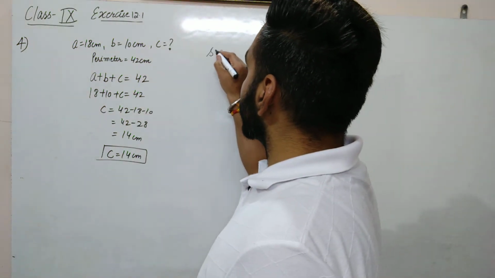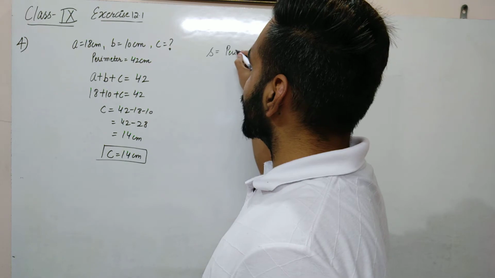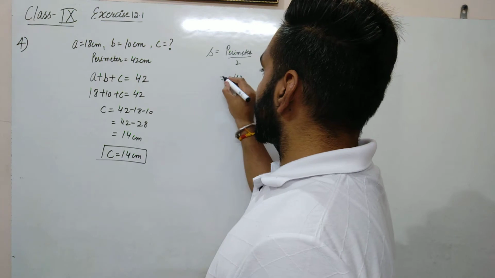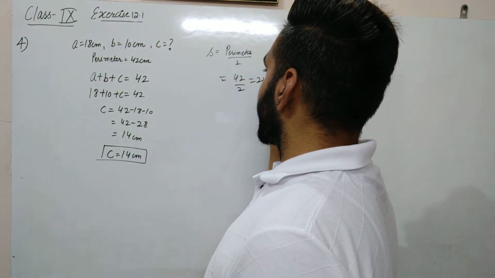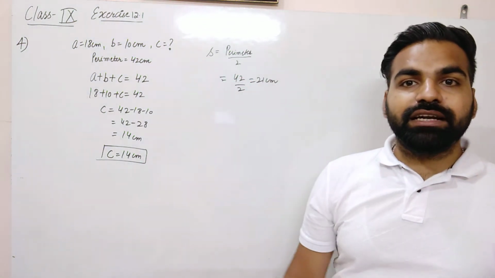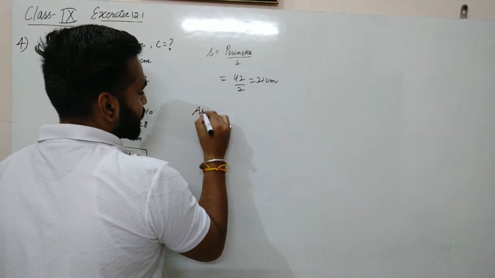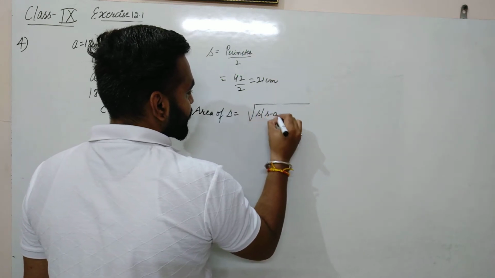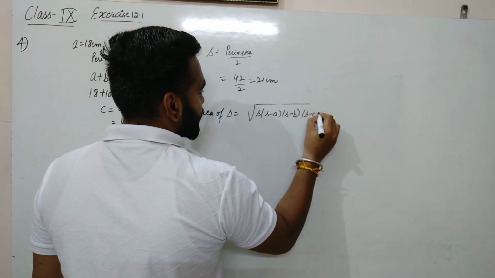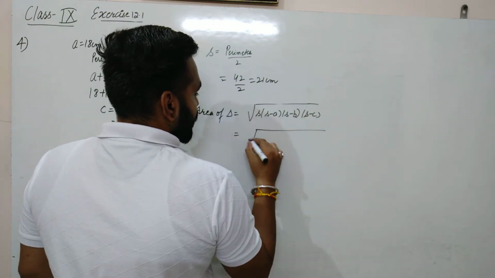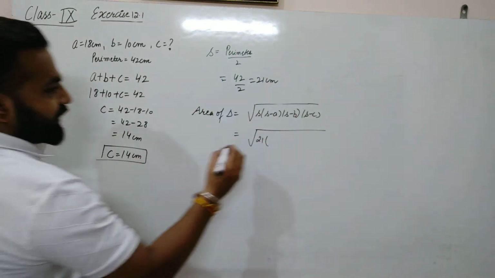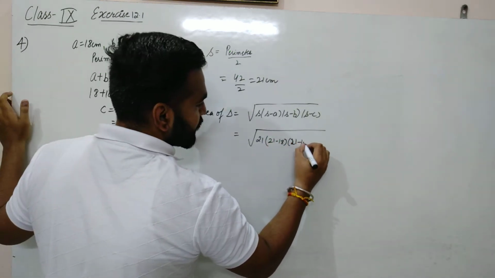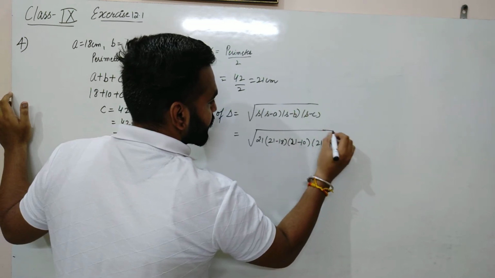First of all, find the semi-perimeter. Semi-perimeter is perimeter by 2. So perimeter is given 42 by 2, that is 21. So value of S is 21 centimeter. Now find the area of triangle by Heron's formula, root of S into S minus A, S minus B and S minus C. 21 minus 18, 21 minus next is 10 and 21 minus 14.